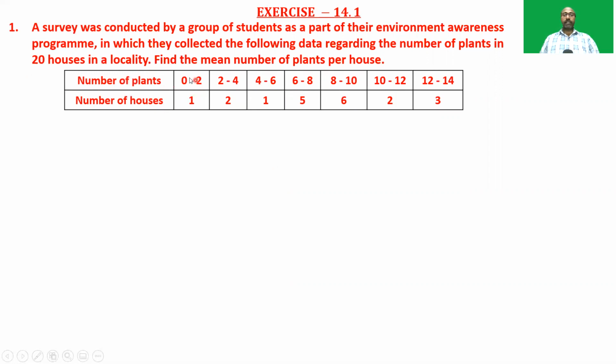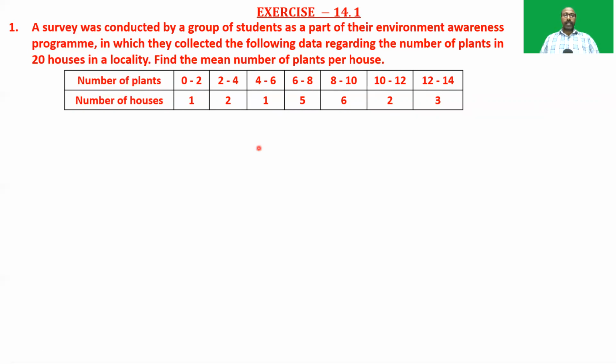So here the intervals are 0 to 2, 2 to 4, 4 to 6, 6 to 8, 8 to 10, 10 to 12, and 12 to 14. And the number of houses are 1, 2, 1, 5, 6, 2, and 3. Okay. So here the class intervals are given in number of plants and the frequencies of the given data are 1, 2, 1 like that.